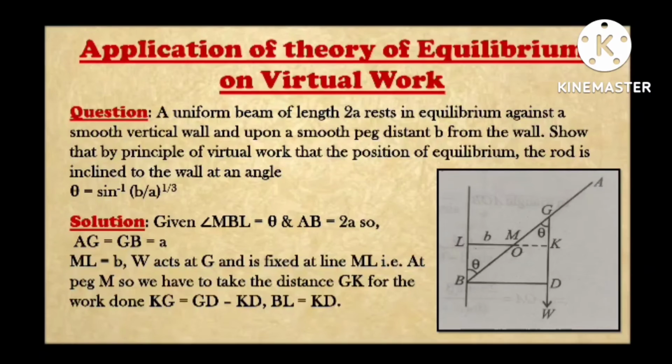So ML is equal to small b. W acts at G and is fixed at line ML, that is at peg M. So we have to take the distance GK for the work done. Then KG equals GD minus KD, where BL equals KD, as we can see in the figure.